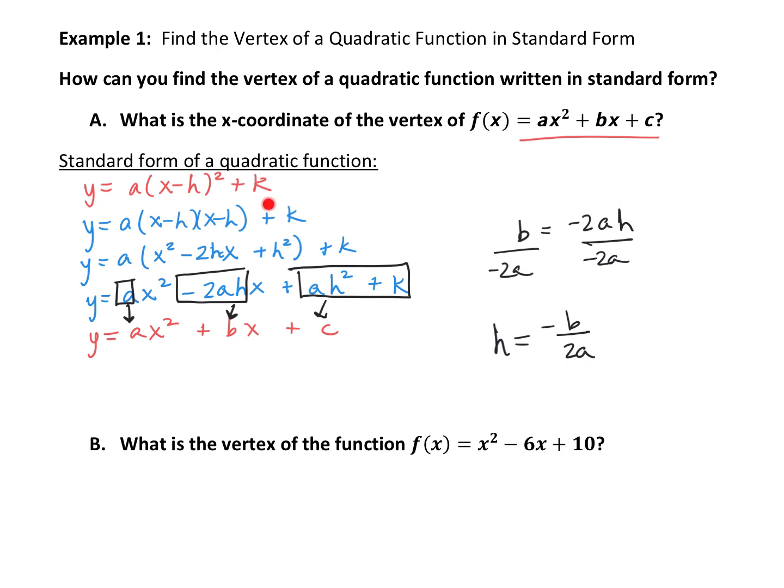So how does vertex form relate to standard form in terms of finding the vertex? We can find our vertex by finding the x value, which is our h, by just doing negative b over 2a. So the vertex would be negative b over 2a. That is our h. And then we would just plug that value in to get the y value, which would be our k. All right, so that's just a lot of showing you where our formula comes from.